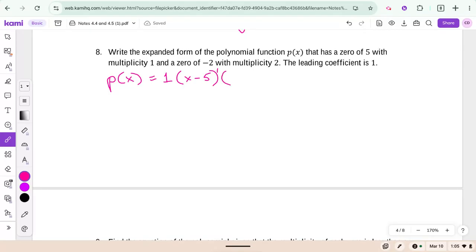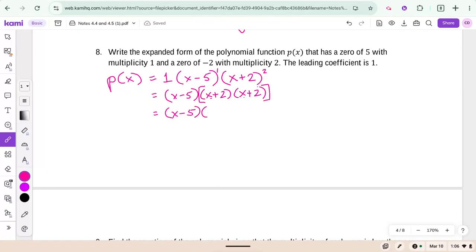We have a 0 of -2, so in the factor, it's going to look like x plus 2, and it has a multiplicity of 2. So we want to expand this. Now I want to remind you what this means. This means I don't need to write the 1. We have x minus 5, and because we have x plus 2 squared, it means x plus 2 times x plus 2. So I need to multiply these three binomials, but I can only multiply them 2 at a time. So I'm going to start with the two that are the same. I'm going to multiply x plus 2 times x plus 2.